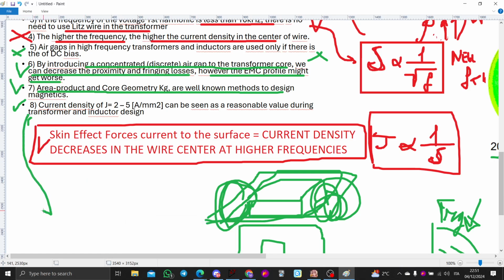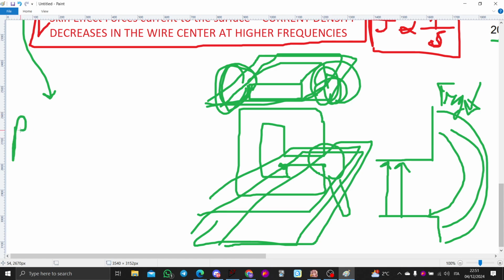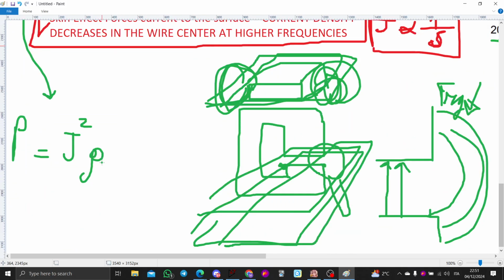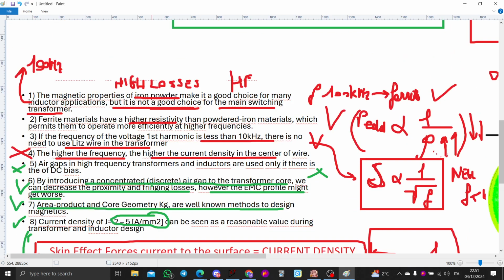But by the way, what we can say here is that the conductor loss P is equal to J squared times the resistivity rho. So if you have this value here, it is a reasonable value during this design because it balances the conductor losses. Okay.